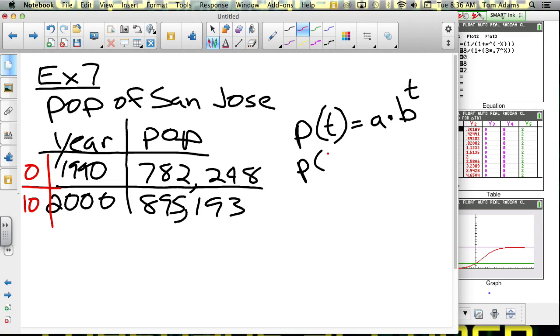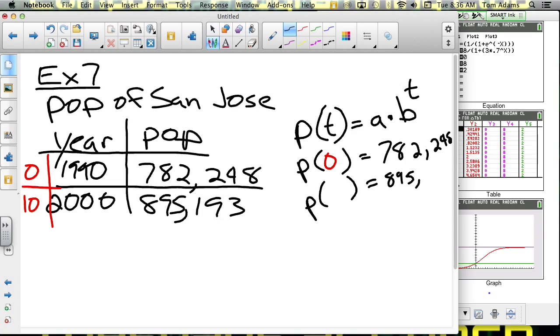And they said that P of 0 was equal to 782,248. They said that P of 10 was equal to 895,193. Okay? So that's the first step, figuring out what those values are. Now we know that this takes place over a period of 10 years. Okay?